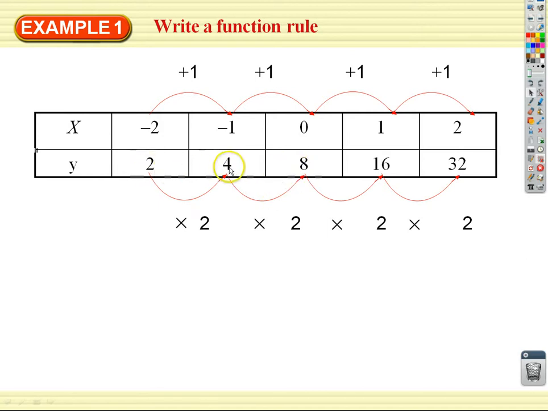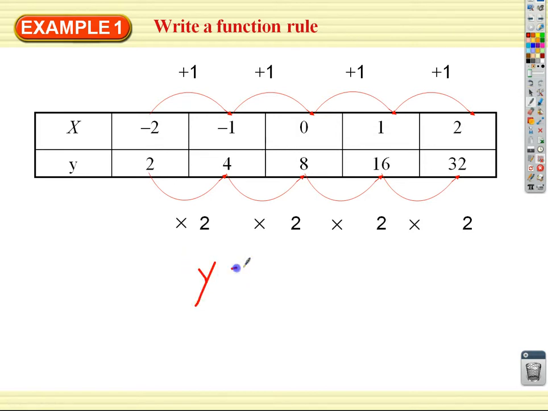From 2 to 4. Maybe at first you say, okay, add 2, but then that rule doesn't apply here. 4 plus 2 is not 8, it's 6. So you say, okay, well, maybe multiply by 2. 4 times 2 is 8, 8 times 2 is 16, 16 times 2 is 32. So it works. And now what we're going to do is look at this.